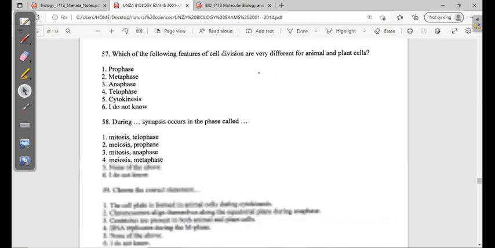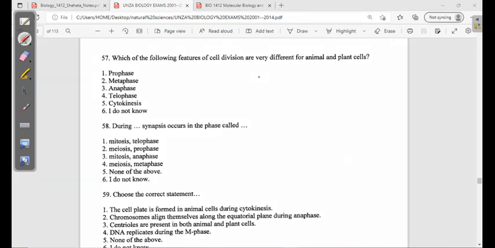Let's consider 57. Which of the following features of cell division are very different for animals and plants? Now, prophase, both in animals and plants, is the same. When we're talking about mitosis, it's the same. Metaphase is also the same. Anaphase is the same. Telophase is the same.